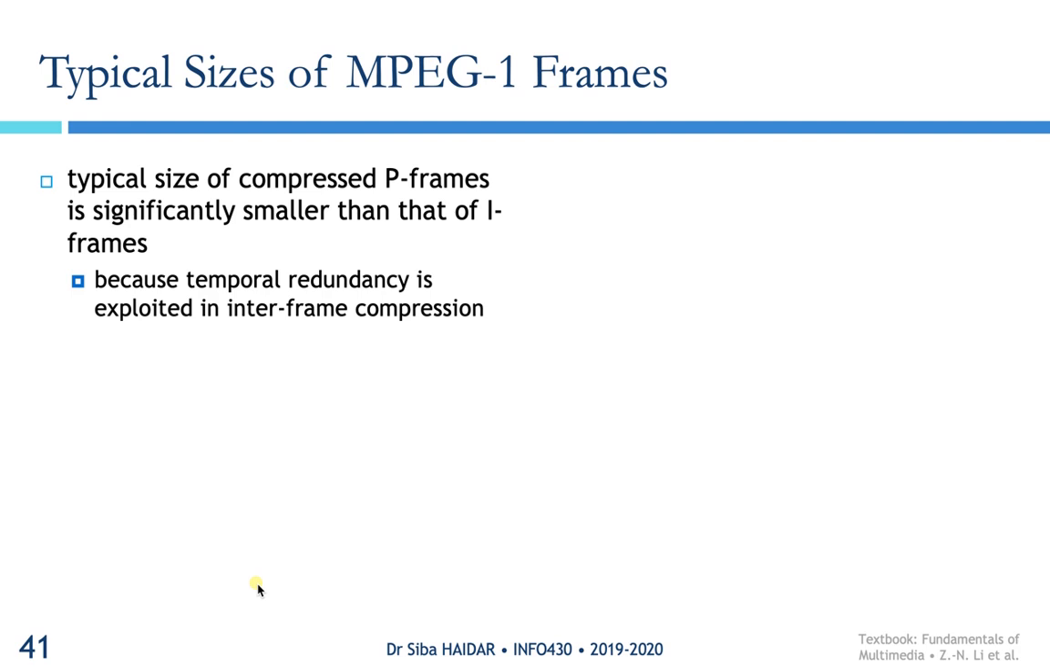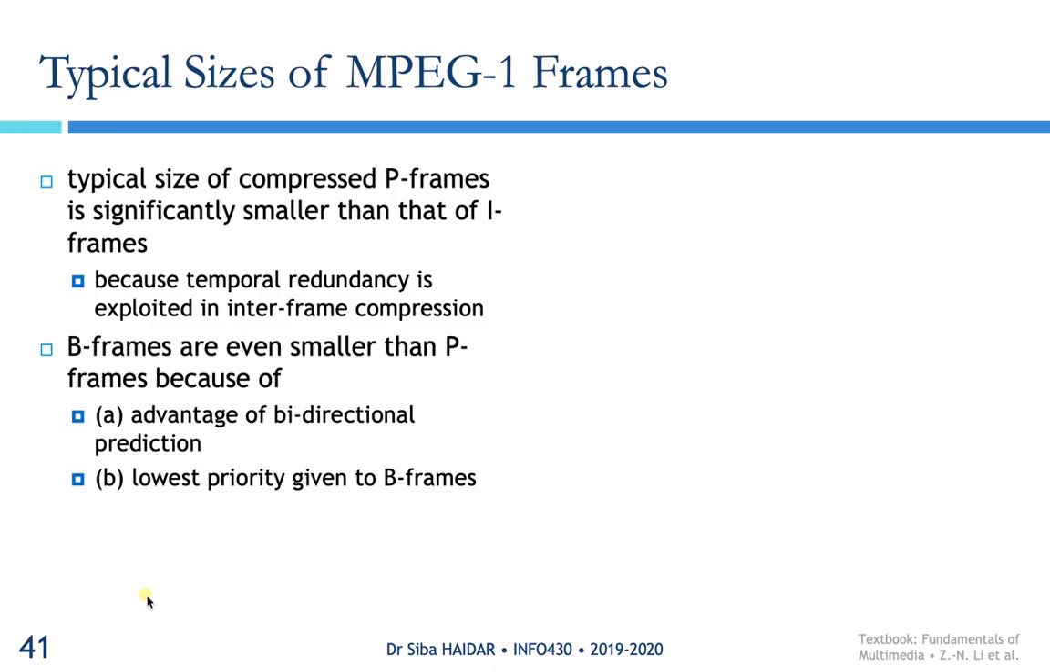The typical size of compressed P frames is significantly smaller than that of I frames, and you know that. We can ask this as an exam question also, because temporal redundancy is exploited in interframe compression. Now, the B frames are even smaller than the P frames because of the advantage of bidirectional prediction. So with bidirectional prediction, you can accomplish a smaller error difference, and lowest priority is given to the B frames, so quantization is bigger in the B frames.